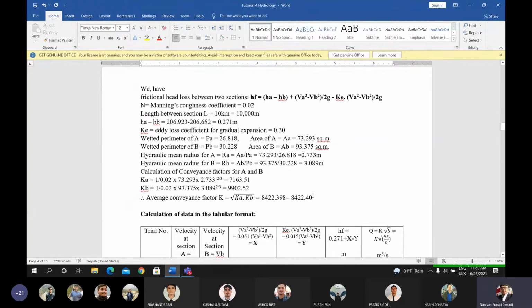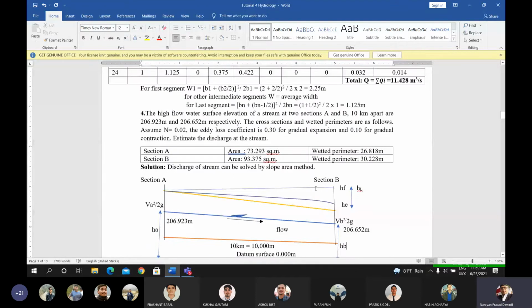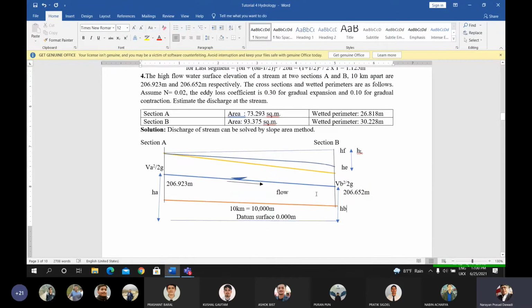After knowing this, the conveyance factor has to be calculated, because the conveyance factors K1 and K2 should be calculated. After determining K1 and K2, the average conveyance factor is the square root of K1 into K2, if the section is 1 and section is 2. Okay, here I have the section A and B. So I have considered the conveyance factor for A as Ka and the conveyance factor for the section B as Kb. The conveyance factor for the section A will be 1 by n, AA into RA power 2 by 3. Okay, that is the conveyance factor for the section A.